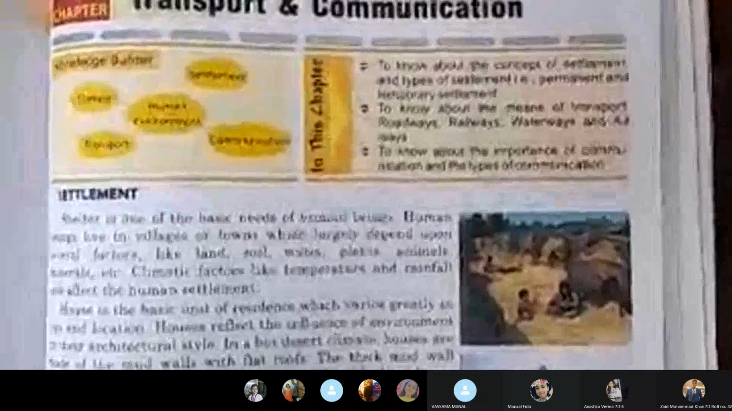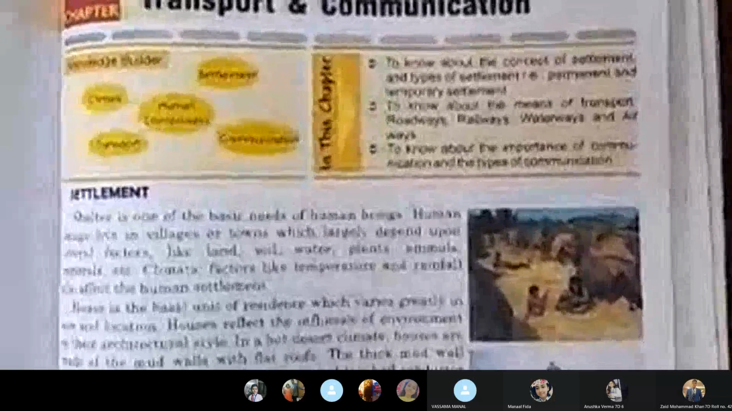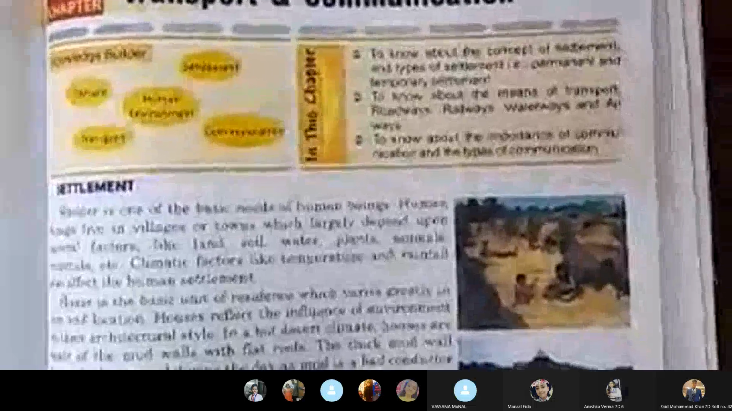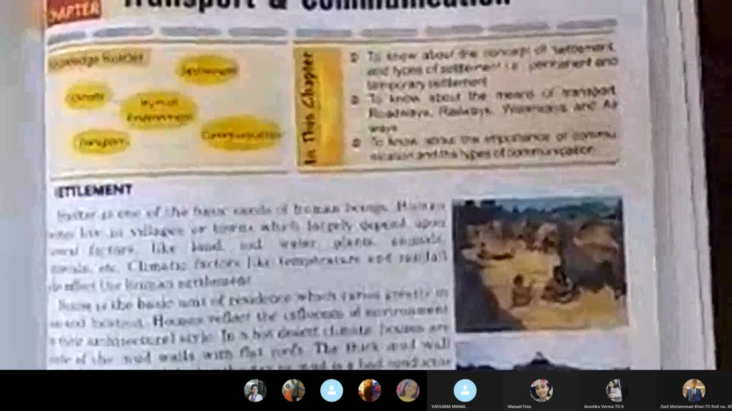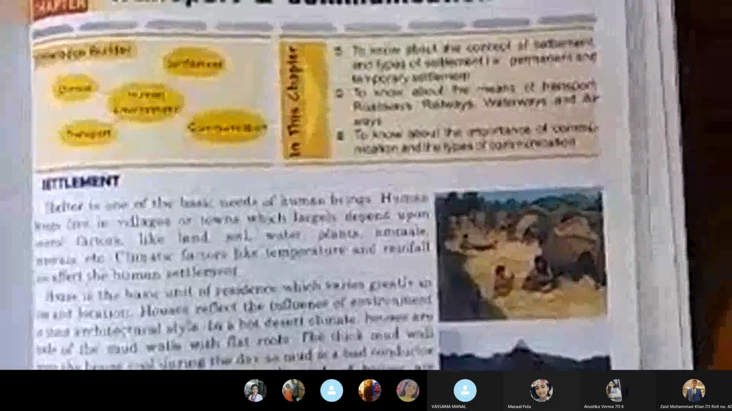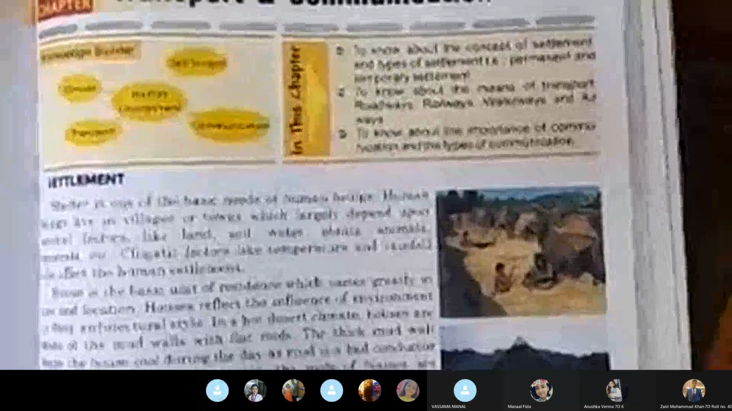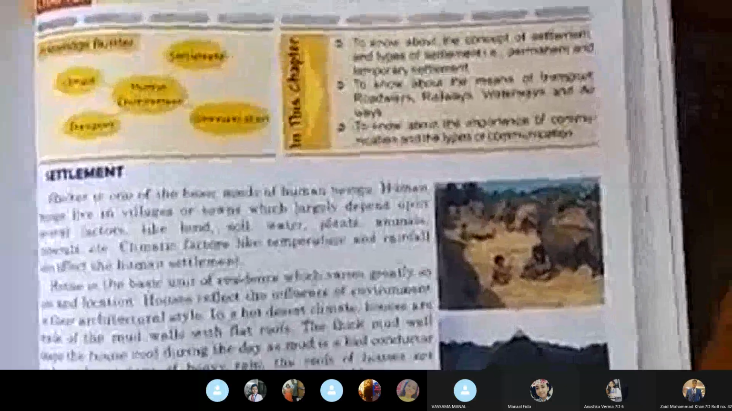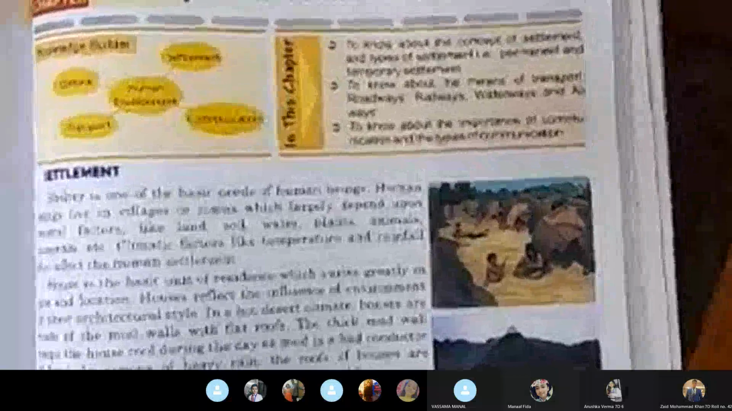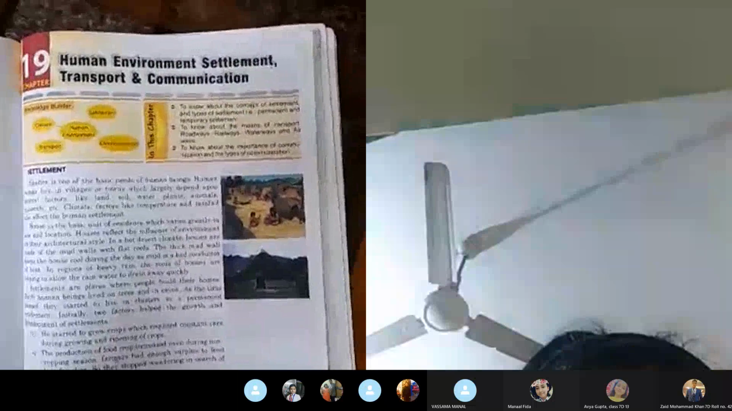Then the means of transportation, that means the various methods he uses to commute from one place to another. And then the communication, that means the various means and ways which he follows to converse or interact with people. So we will be dealing with various aspects of human environment: settlements, the mode of transport, and his ways of communication in this chapter.